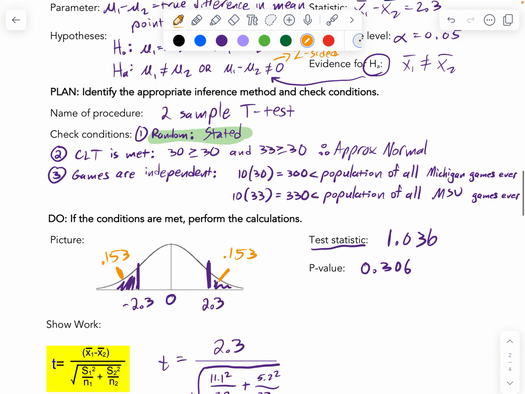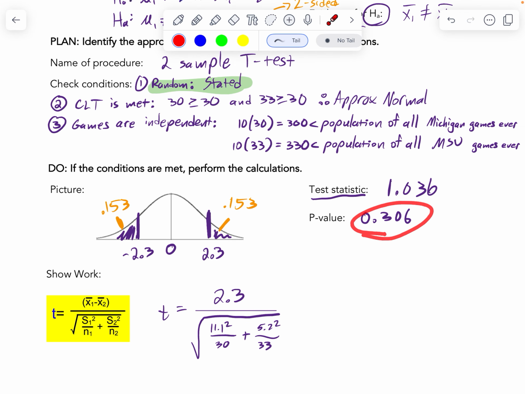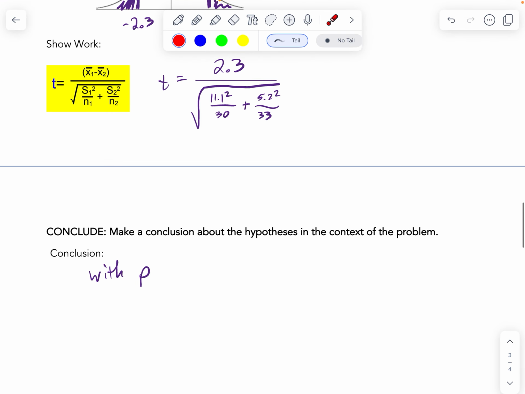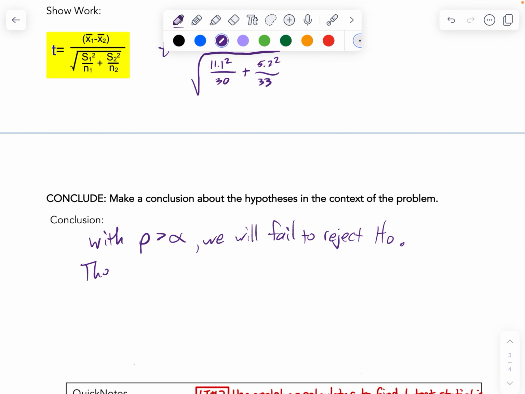What is our conclusion? Our p-value is 30%. We compare that to our significance level of 5%. It is way above it. Remember, if the p-value is low, reject H0. This p-value ain't low. We will fail to reject H0. And when you do this, remember, you say there is not convincing evidence of anything going on here.